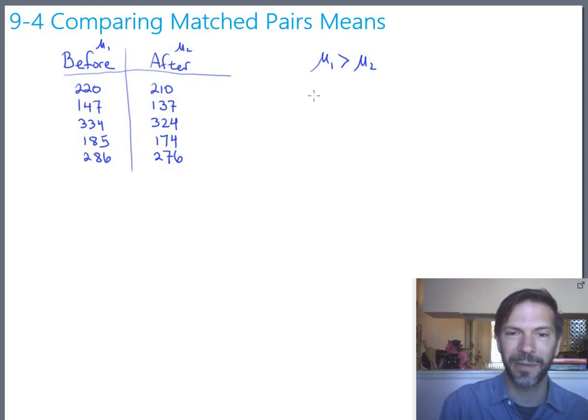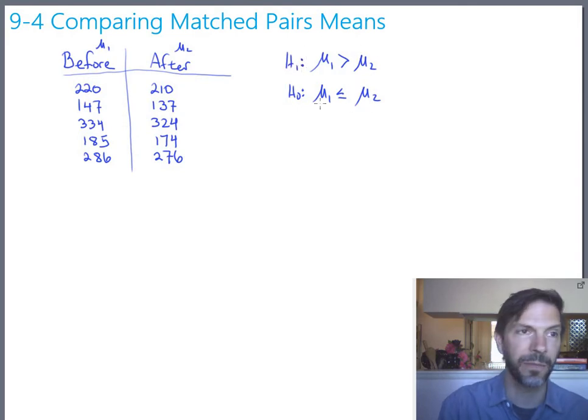So let's go ahead and set up a hypothesis test and say, let's see, the opposite would be that mean 1's less than mean 2, and this one becomes the null. And this one becomes the alternative. The alternative basically says the diet works. So I'm really hoping I'll reject the null and support the alternative.